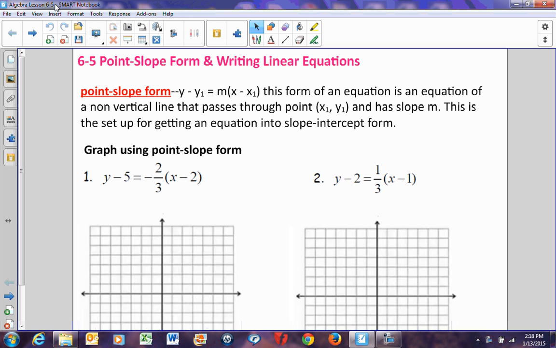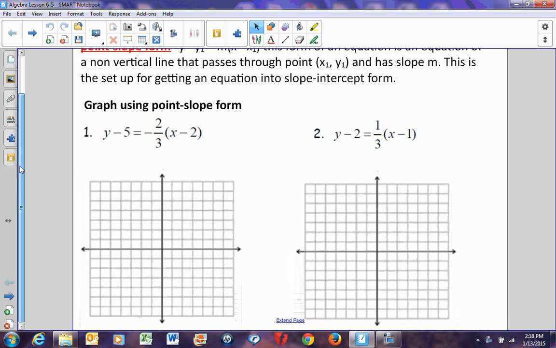The x1 and y1 is essentially your point. So if you can graph using slope-intercept form, all you have to do is understand how this works. So if I have the equation y minus 5 equals negative 2/3 parentheses x minus 2, and I want to graph using this, all we simply need to do is understand a couple of things. This right here is my slope.